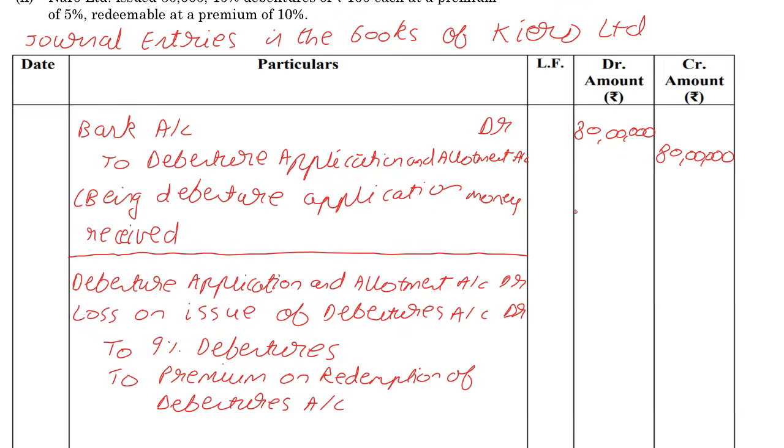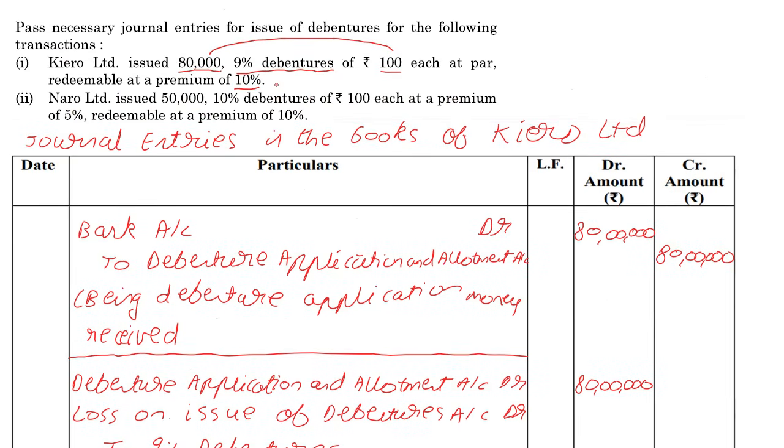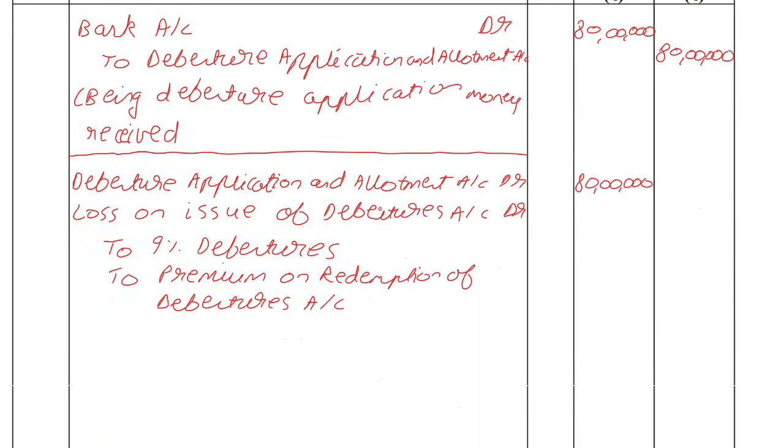Right, and now we credited 80 lakhs for debenture application and allotment. So accordingly, we will debit 80 lakhs. Apart from that, 10%. Going back up, 10% is our premium. So the loss is going to be 10% of 80 lakhs, which is 8 lakhs, as well as the liability in the future is going to be 8 lakhs. The value of debentures being issued right now is 80 lakhs. Quite straightforward, standard journal entries.